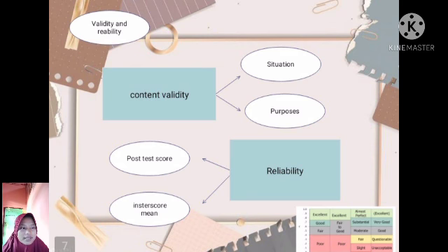And the next is reliability. A good test must be valid and reliable. So after getting validity for the instrument, I search for the reliability of the instrument. I use the post-test score to know whether the instrument is reliable or not. And after that, I calculate the score of the post-test by using the inter-score mean.